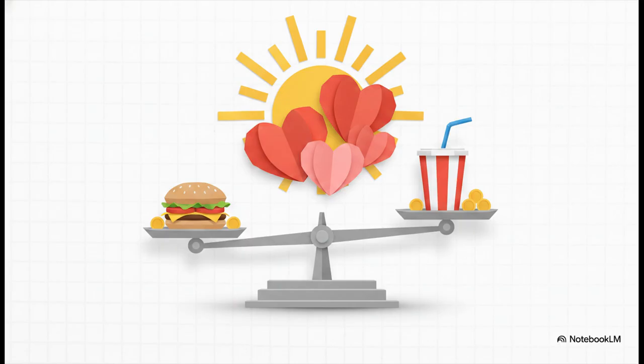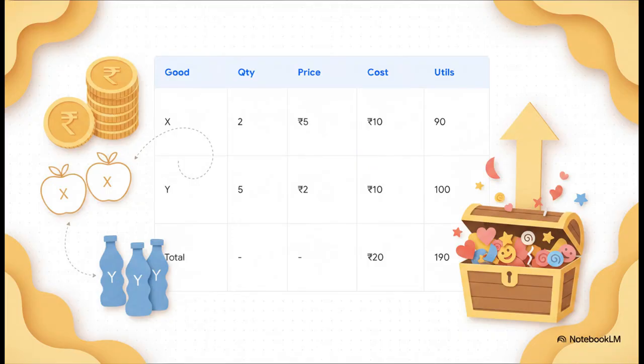When you have 2 goods, let's just call them X and Y, you have to balance your budget across both. The consumer reaches equilibrium only when the satisfaction per rupee of good X exactly equals the satisfaction per rupee of good Y. You are essentially stretching your limited budget to squeeze out the absolute maximum amount of total joy across multiple items.